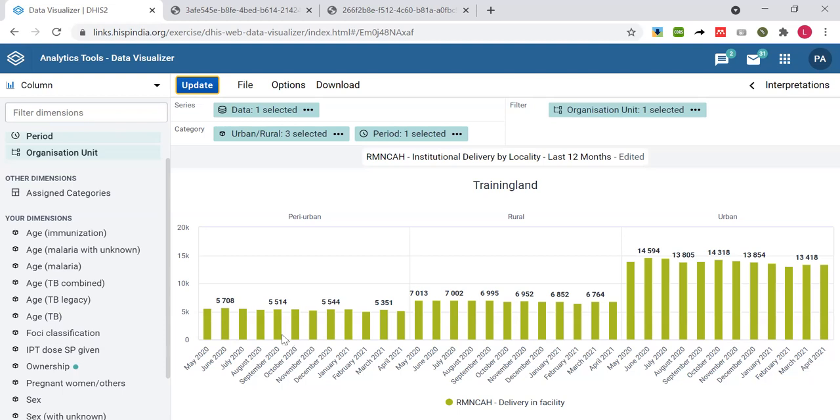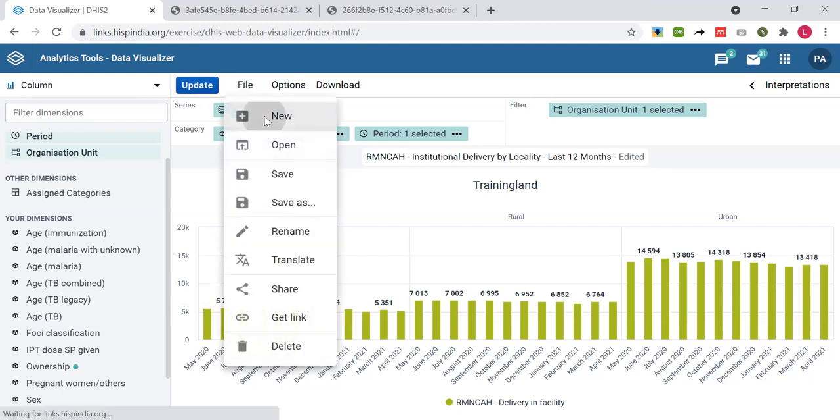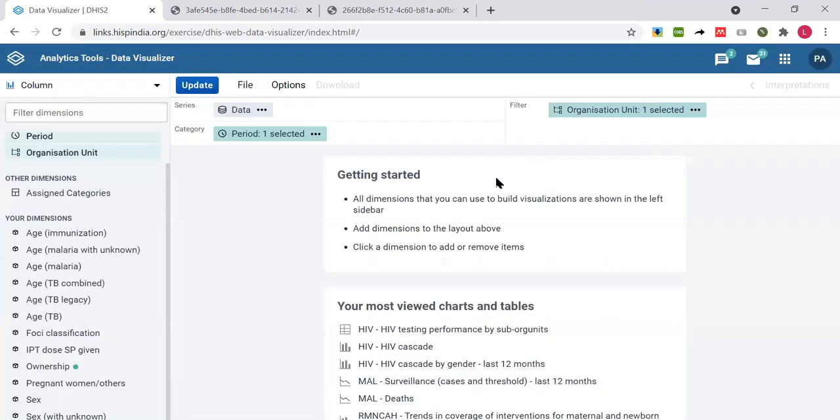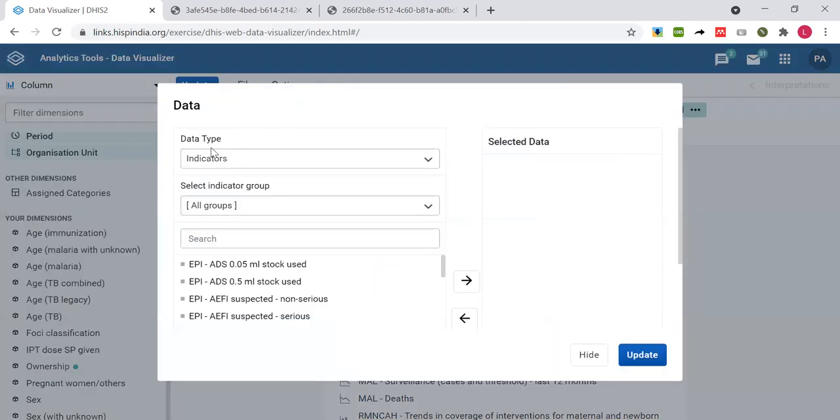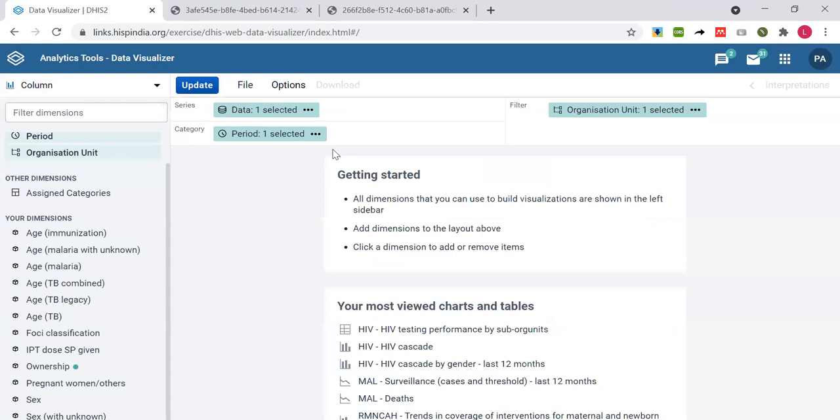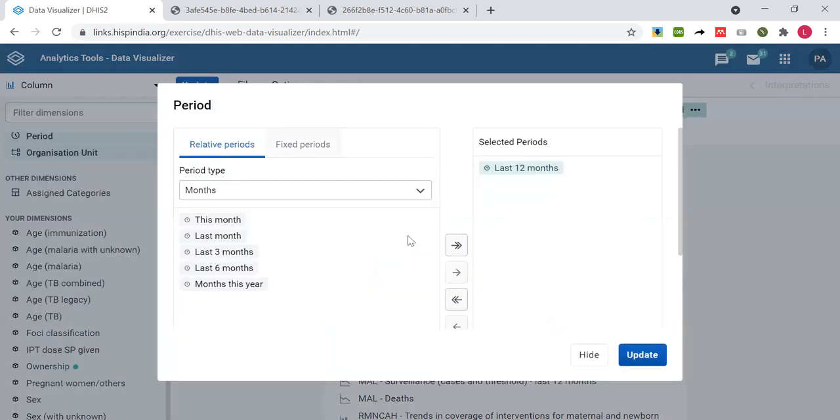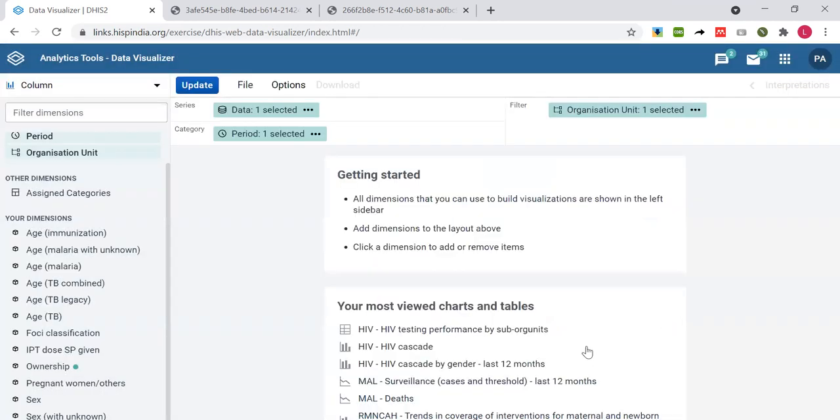All right, so let us try to make a category chart from scratch rather than opening one that was already saved. To do that, I will click on new and click yes, leave. For the data dimension, I will select an indicator, institutional delivery rate, and the period. I will keep last 12 months, and the organization unit, I will keep Training Land, and let me update.